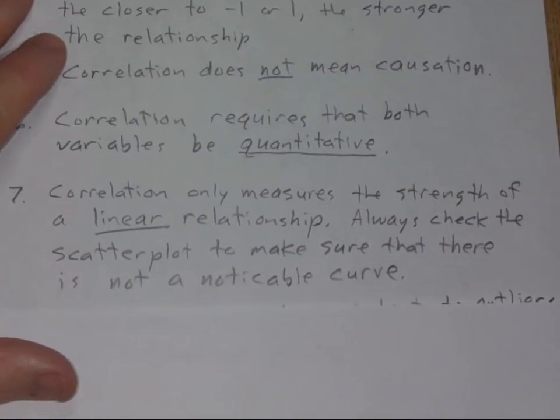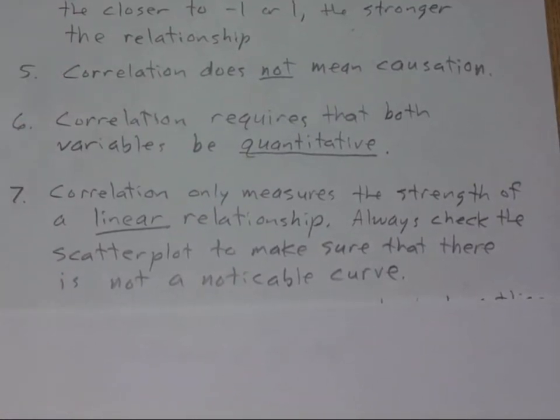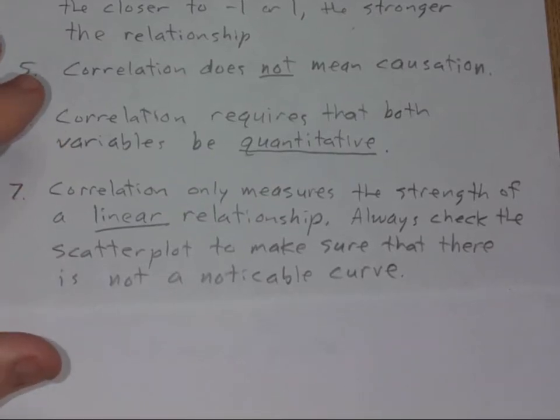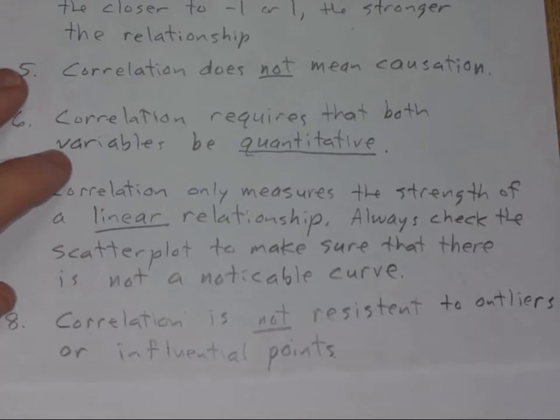Number 7, correlation only measures the strength of a linear relationship. Always check the scatter plot to make sure there's not a noticeable curve. And if there is a noticeable curve, we'll deal with that later in the year when we deal with exponential relationships and power relationships and that sort of thing. But you always have to check your scatter plot and your residual plot like we're going to do next section. So correlation only works for a linear relationship, and you can't check linearity from your R value.